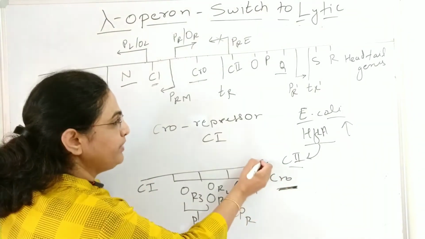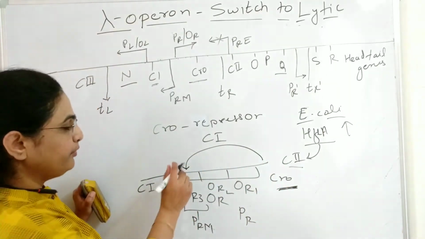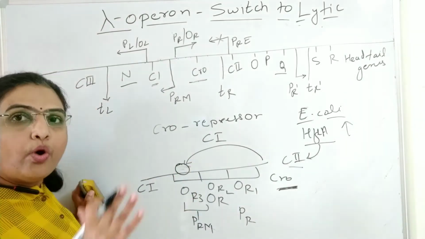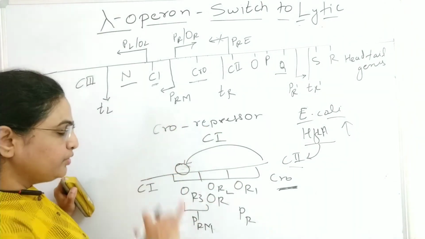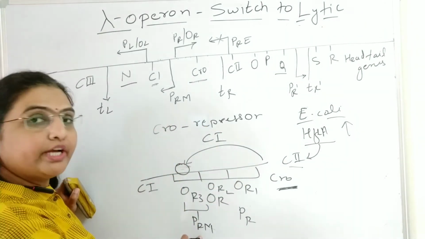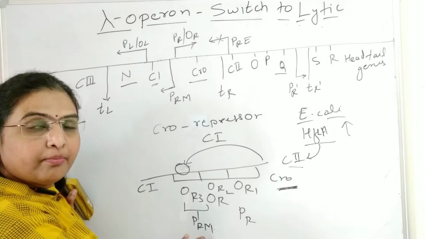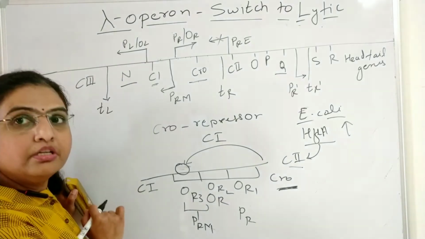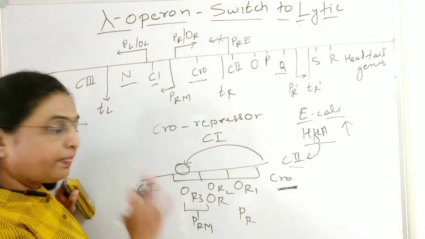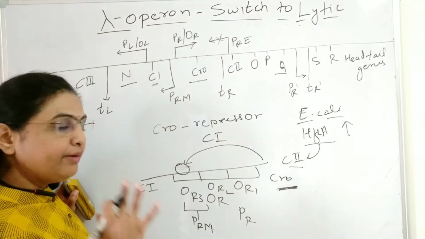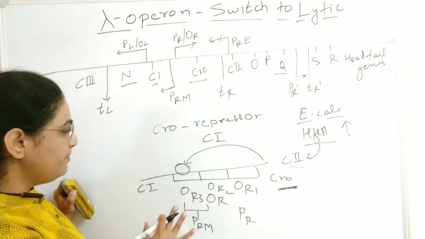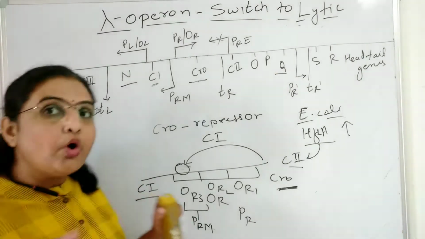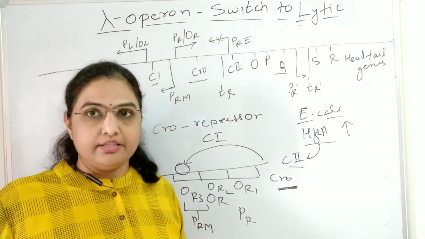And this Cro, where is it going to bind? It is going to bind at the operator, and that operator is OR3. When it binds to OR3, it occupies the promoter, and that promoter is PRM. And this PRM is a promoter of whom? It is a promoter of the C1. Okay. As the promoter has been occupied by the repressor Cro, there will be no synthesis from the C1 gene, meaning no C1 product is going to be synthesized.